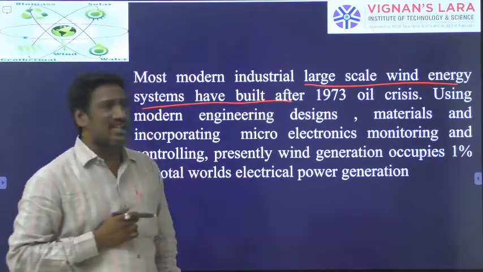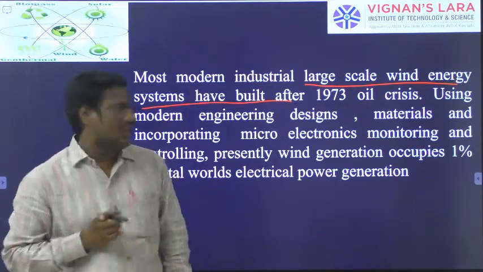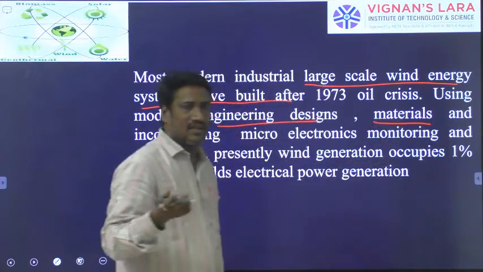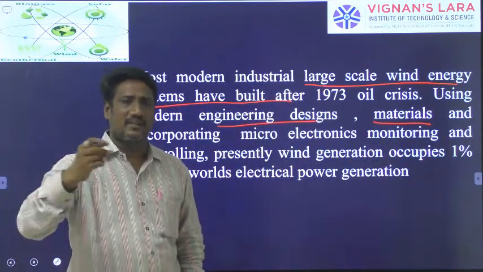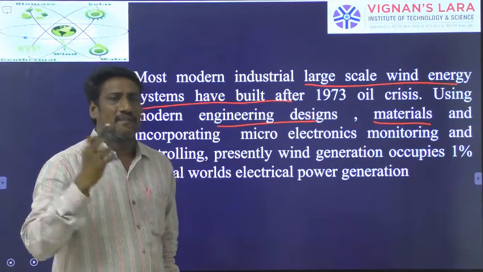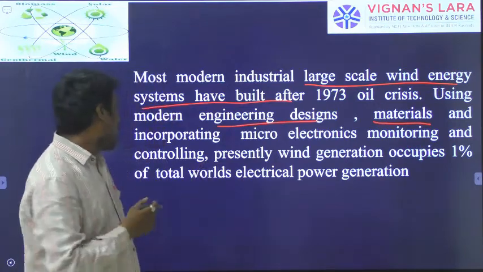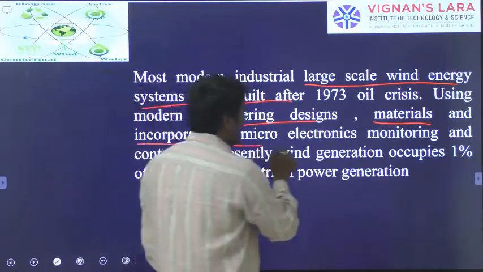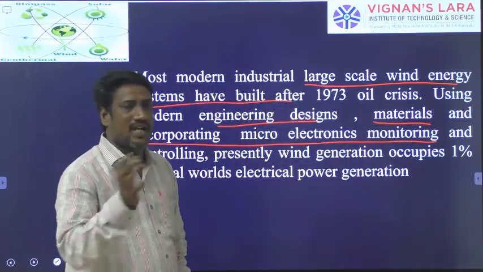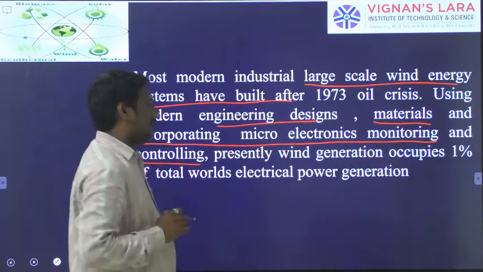Using modern engineering designs, so many modern engine designs are coming into the picture, and you have modern materials. Nowadays, composite materials, combinations of different materials, are used to increase the mechanical strength of a particular material. So modern engineering designs by using new materials, and incorporating very important microelectronic monitoring and controlling.